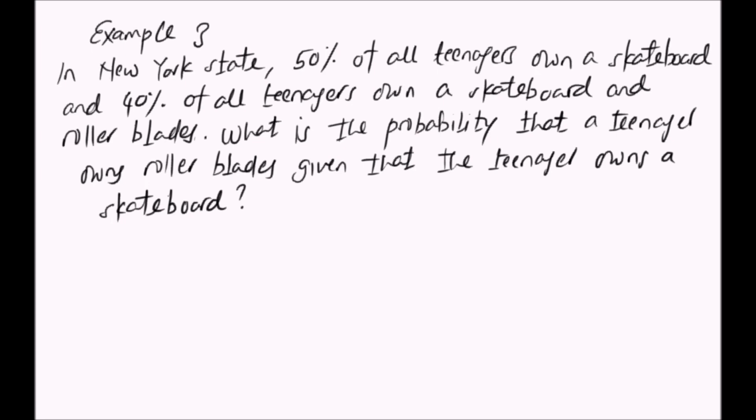Example 3 says, in New York State. New York State is a state in the United States of America. That's why it's called the United States, because many states like New York have become united. So 50% of all teenagers own a skateboard, and 40% of all teenagers own a skateboard and rollerblades. I think skateboards are what children in America play with. So what is the probability that a teenager owns rollerblades given that the teenager owns a skateboard?